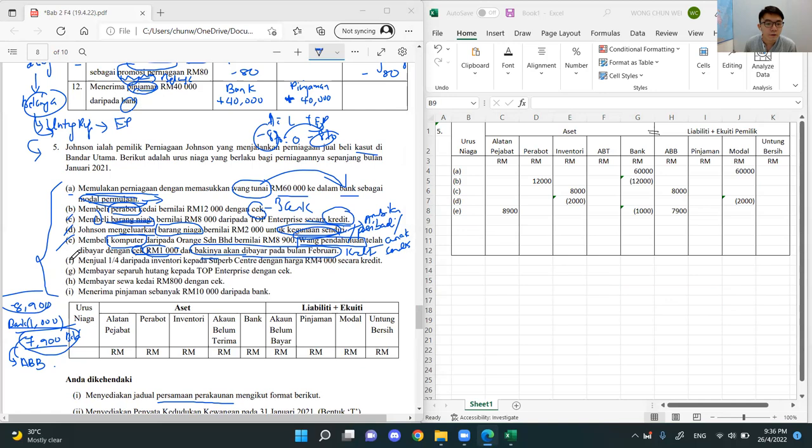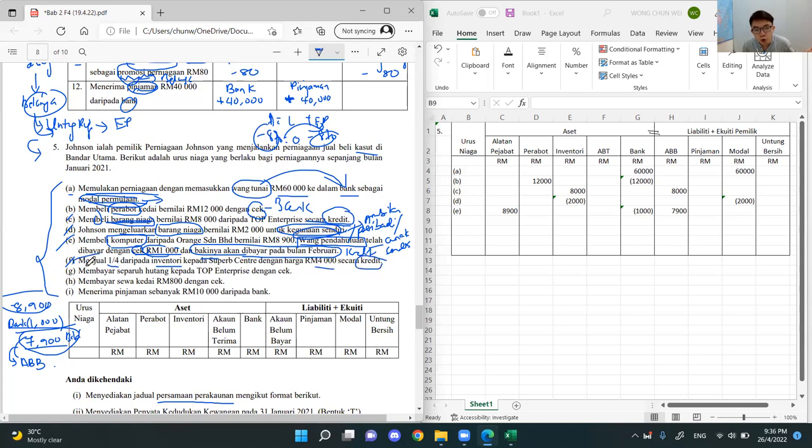Okay, let's continue F. Okay, F, you menjual 1 over 4. So this is something that you have learned from your maths since, not kindergarten, maybe from your standard 1, standard 2 in your primary school. So 1 over 4, you know what it is. I don't have to explain it, okay? So you will draw 1 over 4 from this inventory, okay, kepada superb center dengan harga 4,000 ringgit secara kredit.